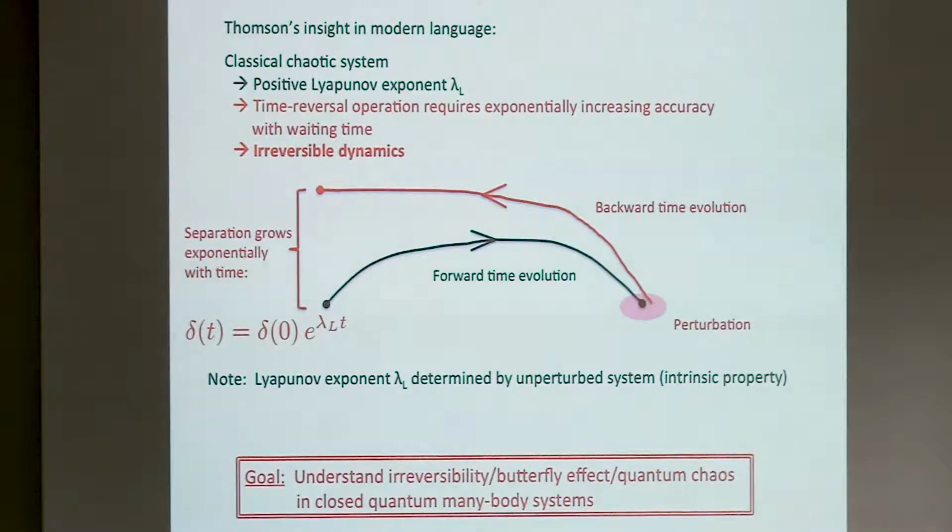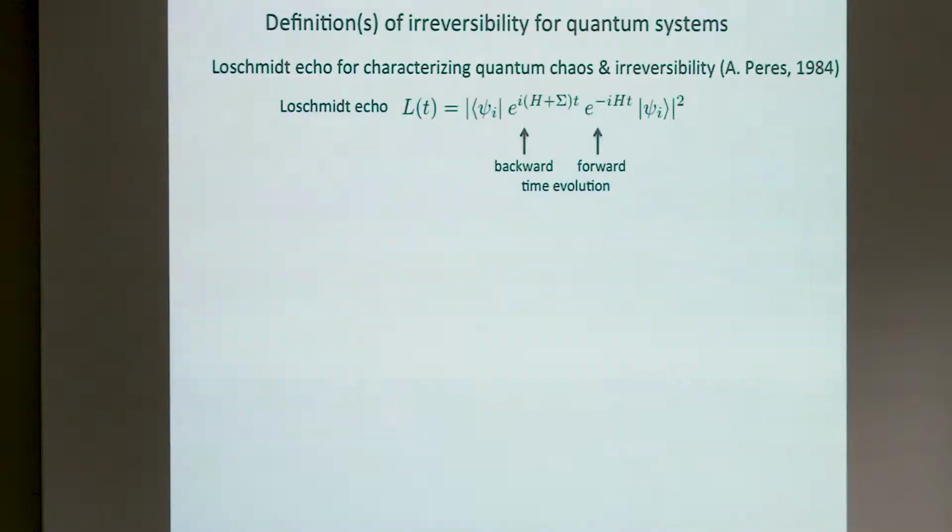Okay, so the goal is, we'd like to understand irreversibility, but now for isolated quantum many-body systems. Okay, so obviously people have thought about this question before, and one quantity that has been looked at a lot is the Loschmidt echo, basically suggested by Asher Peres in 1984. And his idea is the following.